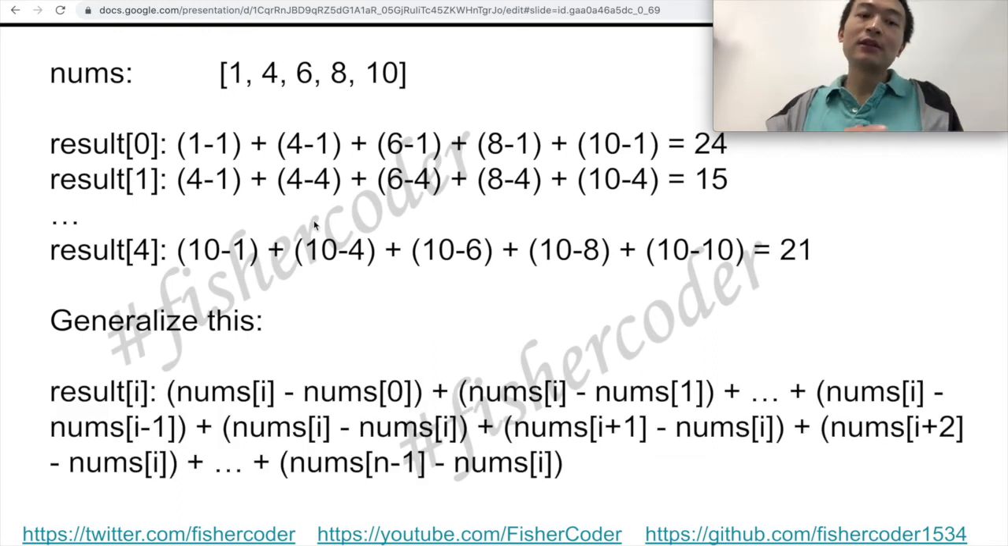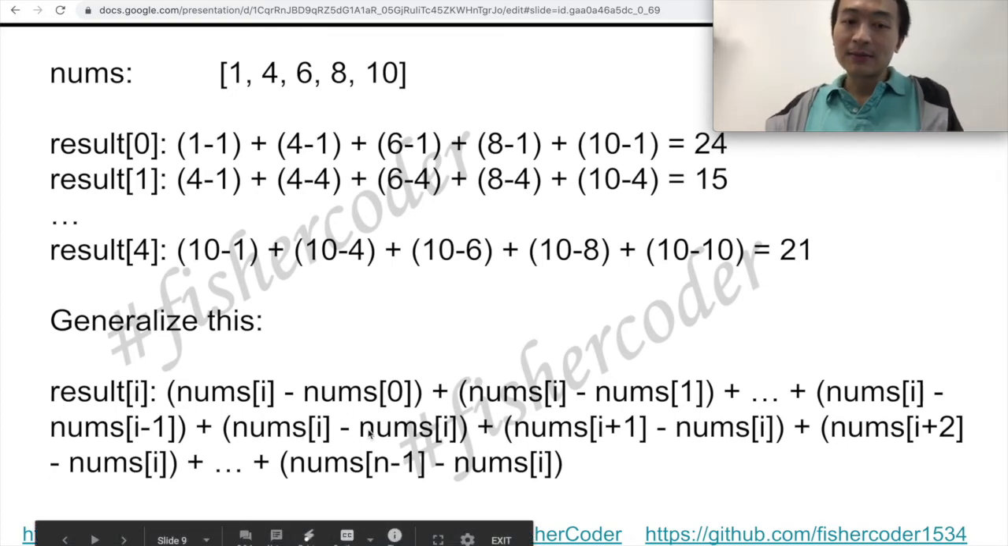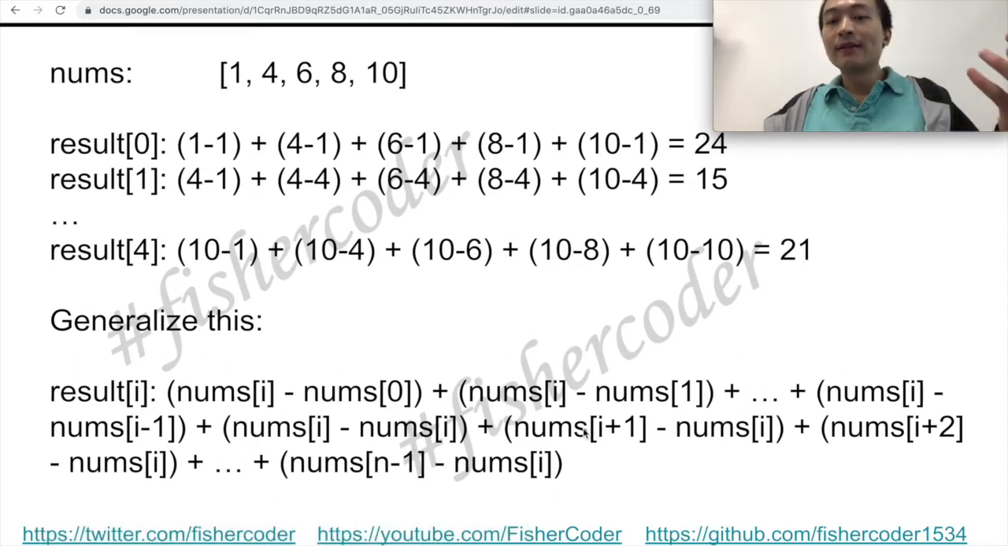So here is our generalized formula, which is nums I, the one that we're currently iterating on, minus nums 0. Suppose I at this point is 1, so we have 1 here, and then we keep going on. Nums I minus nums 1, all the way until nums I minus nums I, right? At which point is this? Suppose I equals 1, that is nums I minus nums I. That is here, nums I minus nums I. After this point forward, we just switch it up to use this one, nums I plus 1.